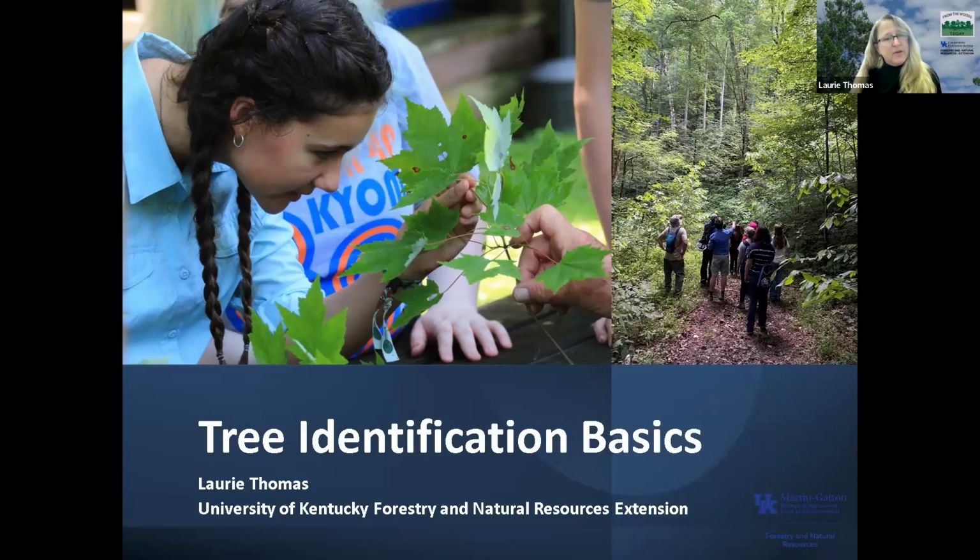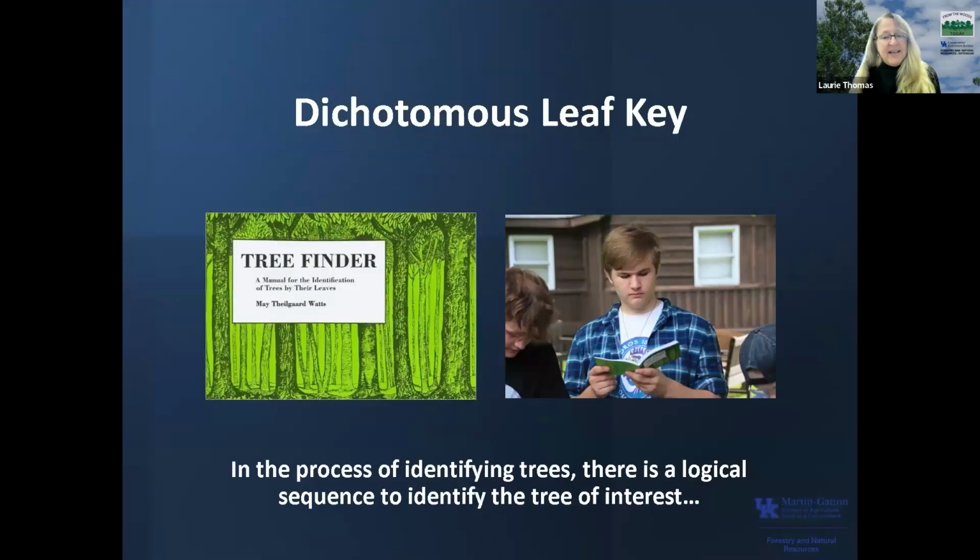Learning how to look at some of those main characteristics of a tree, and how to use those characteristics with a tool called a dichotomous key, will help you identify the species you're standing in front of and want to know what it is. So that process of identifying trees can be very logical, and there's a sequence to it. I'm not sure if anybody's used a dichotomous key before. We use them for all kinds of organisms, and there are all kinds of them out there.